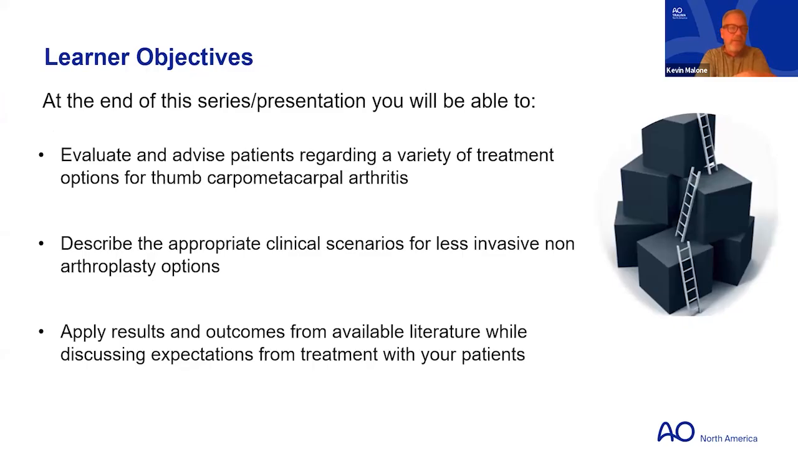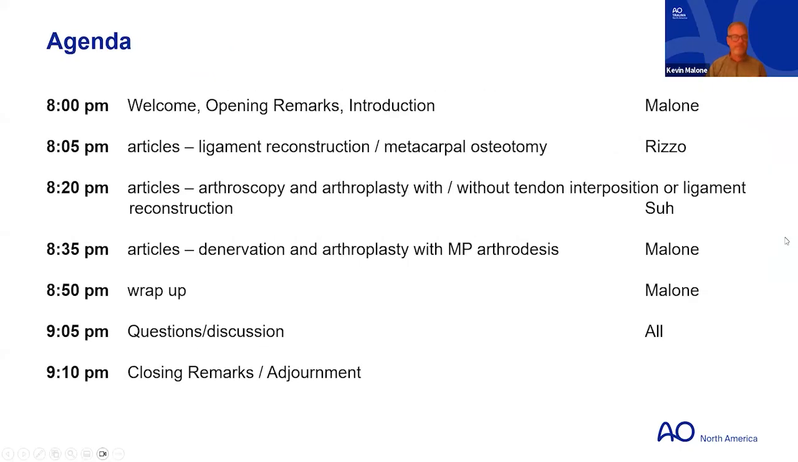At the end of this session, you will be able to evaluate and advise your patients regarding a variety of treatment options for thumb carpometacarpal arthritis. You'll be able to describe the appropriate clinical scenarios for less invasive non-arthroplasty options, as well as to apply the results and outcomes from available literature while discussing expectations from treatment with your patients.